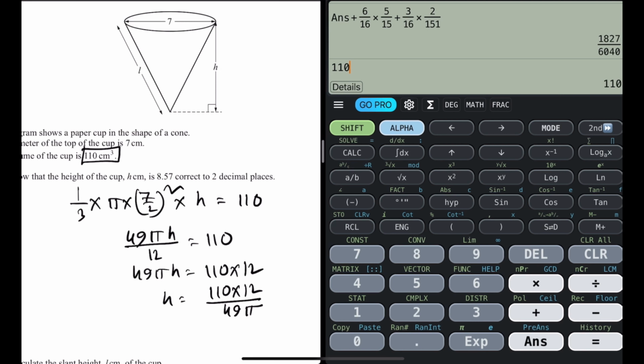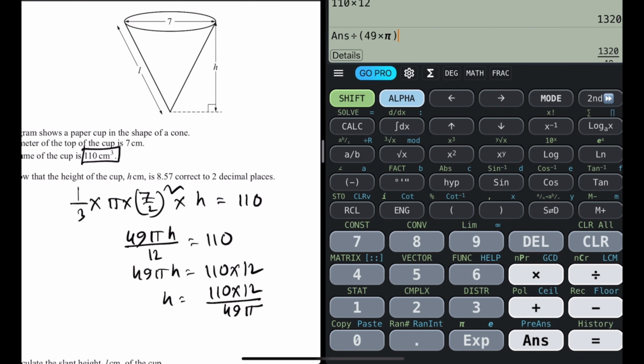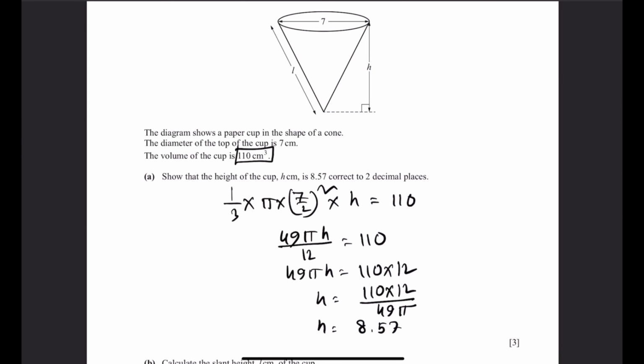110 into 12 divided by 49 into pi. Okay. So if I write in decimal, so 8.57. This is the answer.